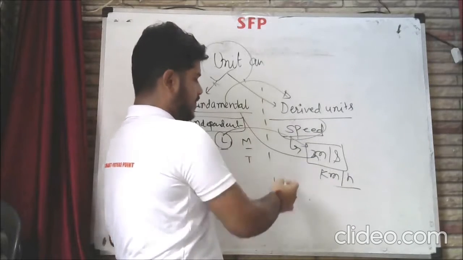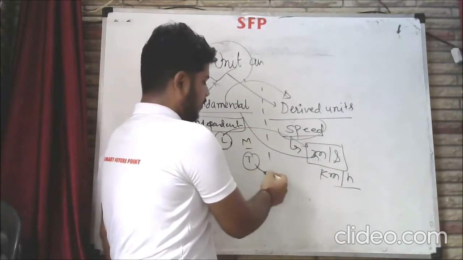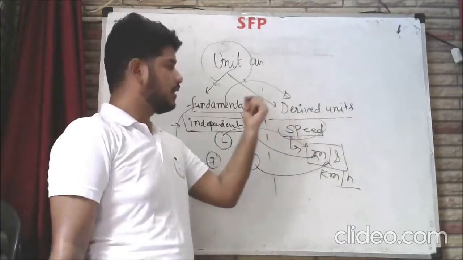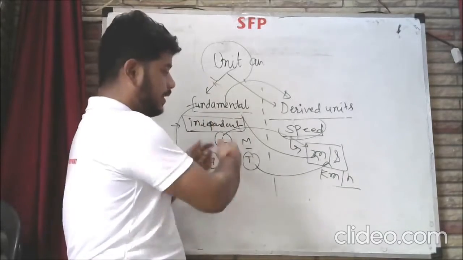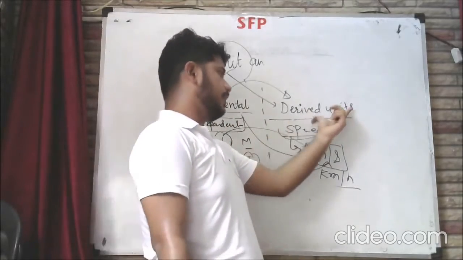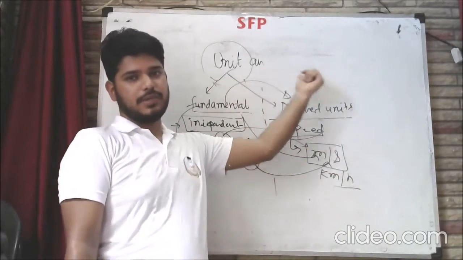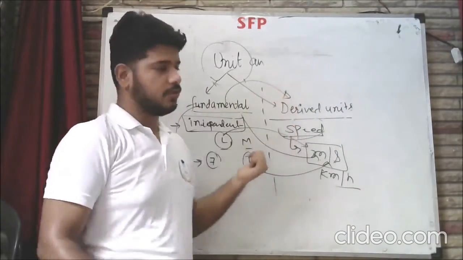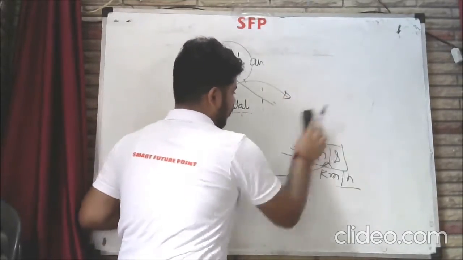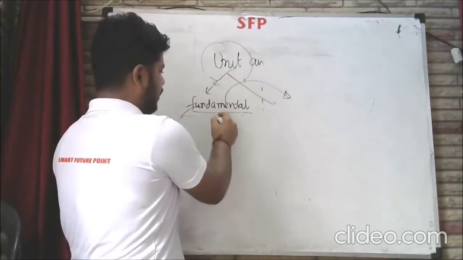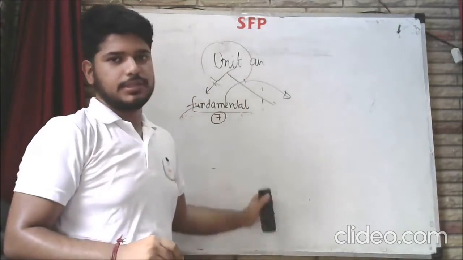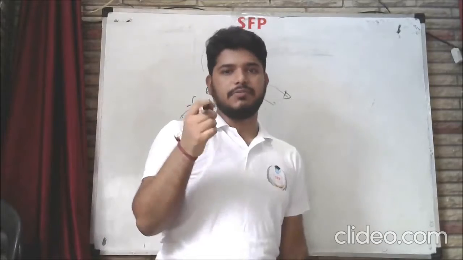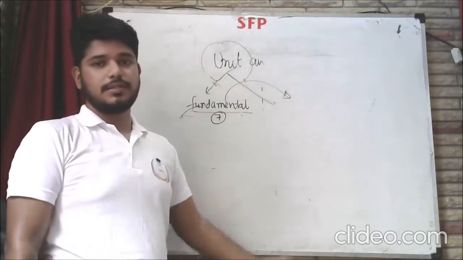So speed is made up of fundamental quantities: meter means length, and second means time. So the main difference between derived units and fundamental units is that fundamental units are independent of each other, while derived units are dependent on the fundamental units. Now, how many fundamental units are there? In our syllabus, and universally accepted, there are only 7 fundamental units. Using these 7 fundamental units, we can define all the units that we will use in physics till class 12th.